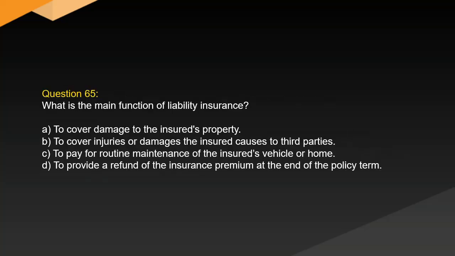Question 65. What is the main function of liability insurance? A. To cover damage to the insured's property. B. To cover injuries or damages the insured causes to third parties. C. To pay for routine maintenance of the insured's vehicle or home. D. To provide a refund of the insurance premium at the end of the policy term.